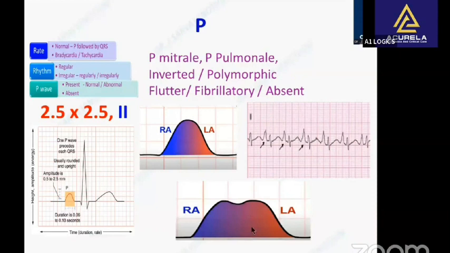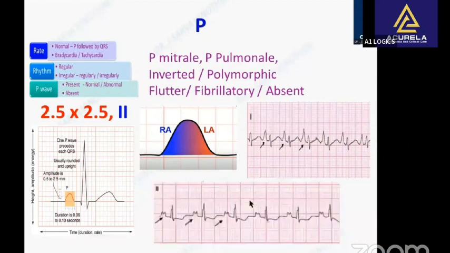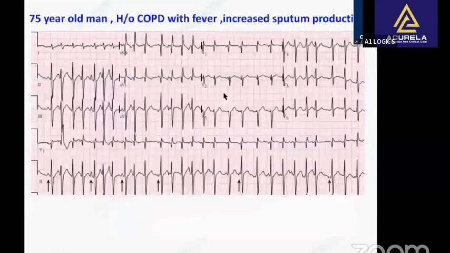What happens if the left atrium is enlarged? Then the second half of the P wave will be affected. So we tend to have a broader or wide P wave and a bifid or notched P wave. This is indicative of left atrial enlargement. This is also called P mitral. This is commonly seen in mitral stenosis. Apart from this, we can have an inverted P wave, a polymorphic P wave, flutter waves, fibrillatory waves, or an absent P wave.